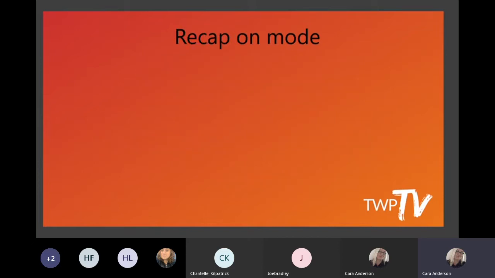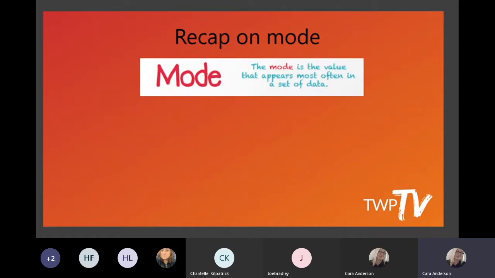Okay, so just a quick recap on mode. So mode is the most often or the most common number that appears in a set of data. So I like to use a bit of word association. So MO for mode, MO for most common.